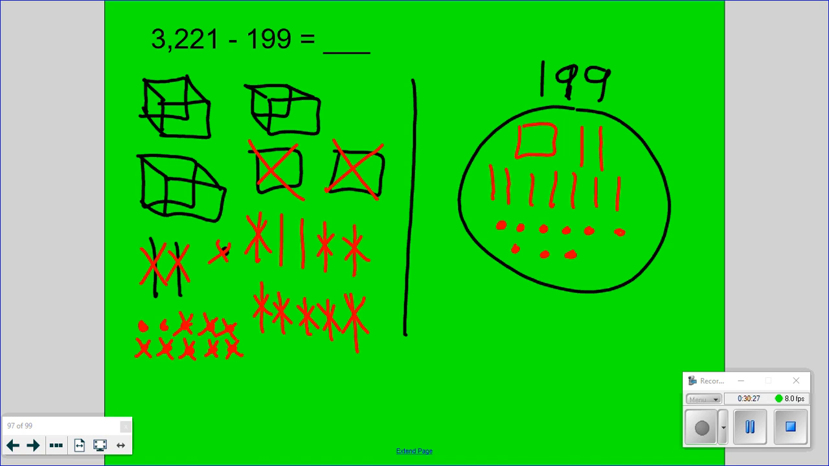Let's count up what we got. Ready? 1,000, 2,000, 3,000, 3,100, 3,010. I don't have any hundreds. 3,020, 3,021, 3,022. I have no hundreds, so there's a zero there. What was the number? 2,022. Does that make sense? Yes. Happy?